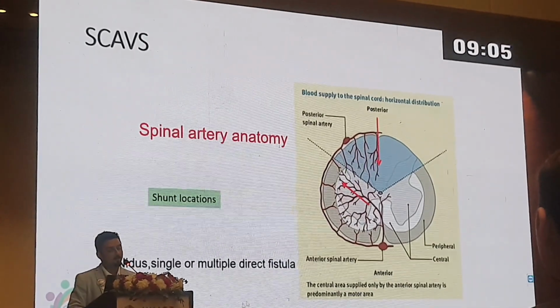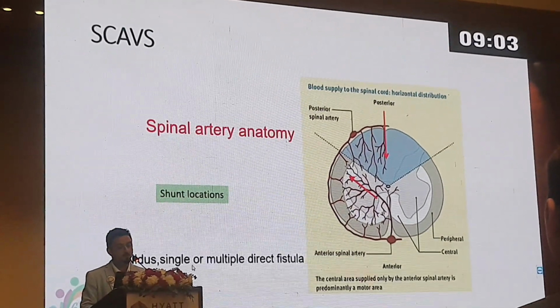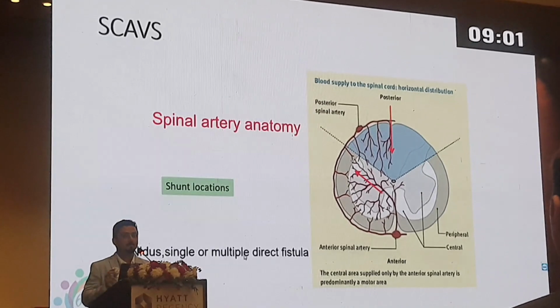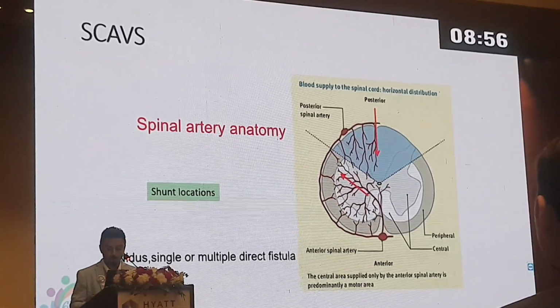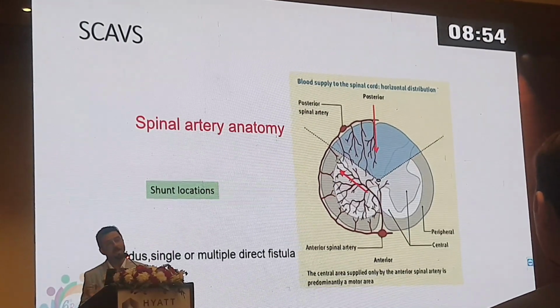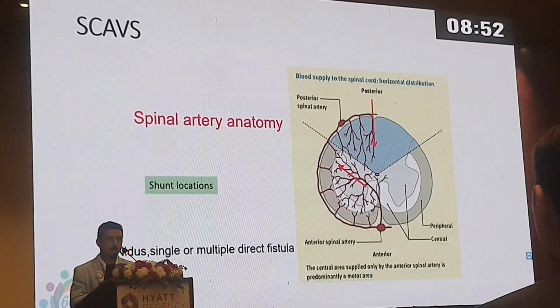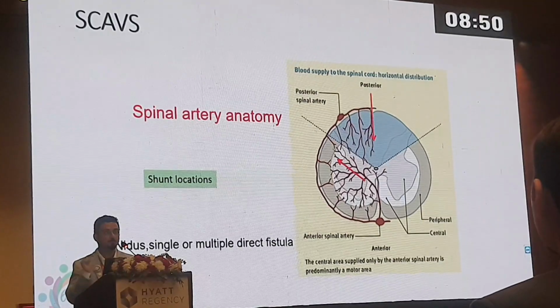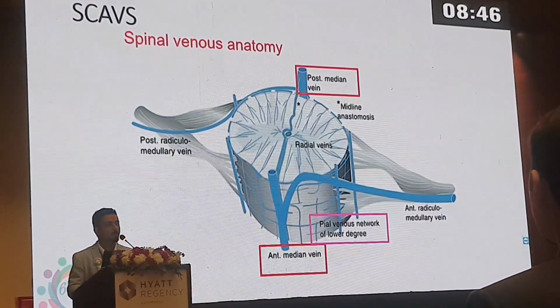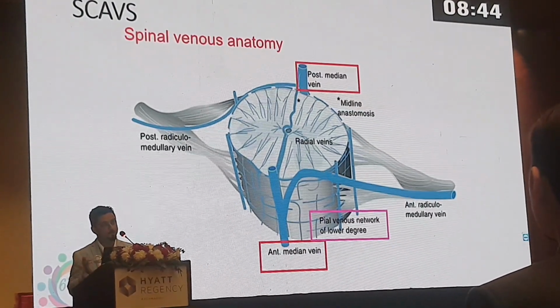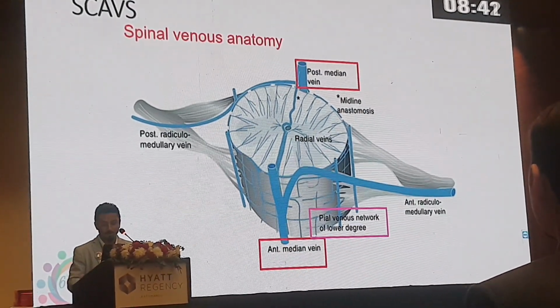And the nidus can be single or multiple. And even if it is a single nidus, feeders can be multiple. So we don't stop in our angiogram when we find one nidus and its feeder. We keep on probing so that we rule out all the feeders. That's one of the tricky parts in treating spinal shunts.